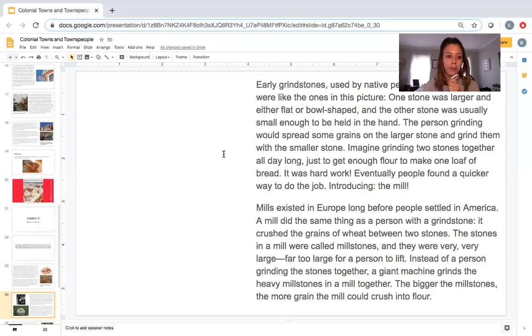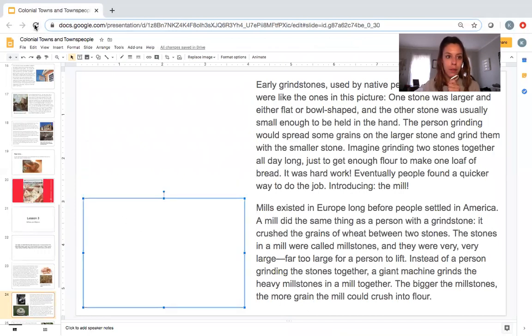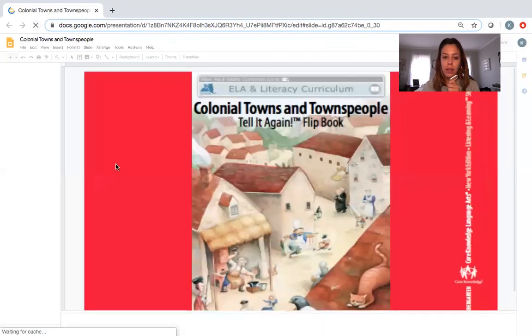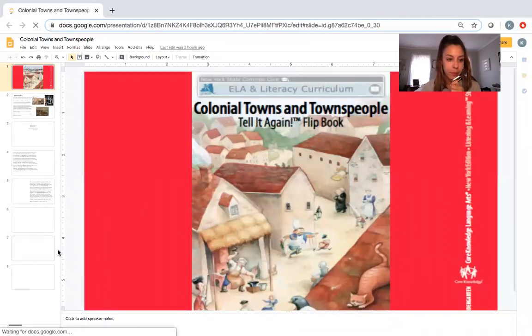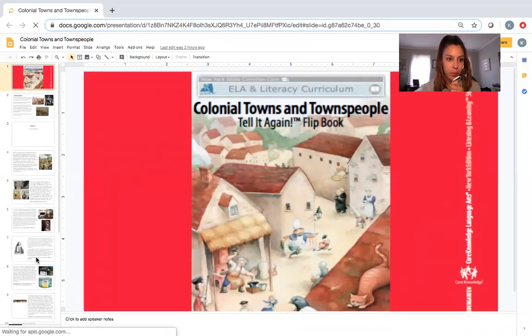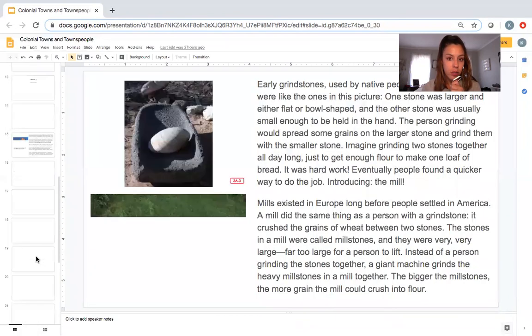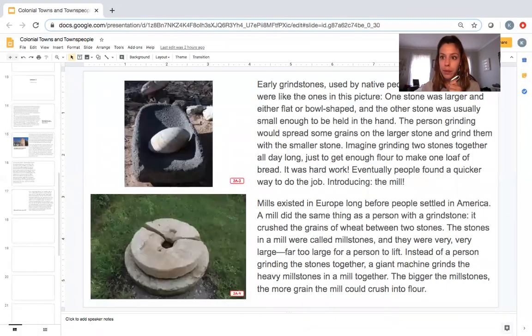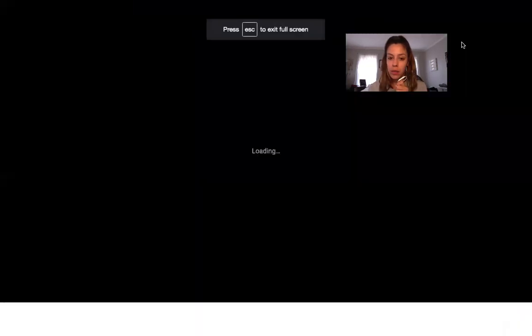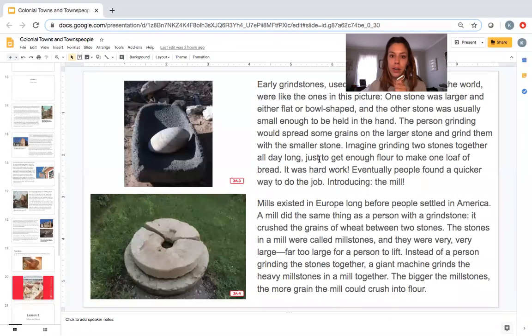Why are you taking so long? I don't know why this slide isn't working. Let's see here. Oh, there we go. Let's try that again. Computer is being a little slow today. Here we go. All right, we'll just look at it here.